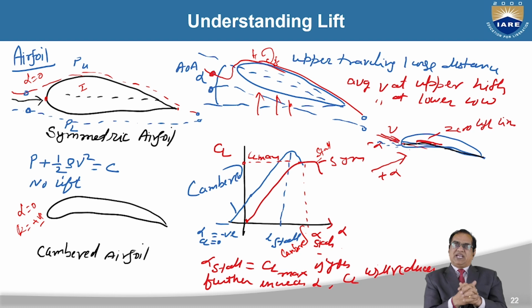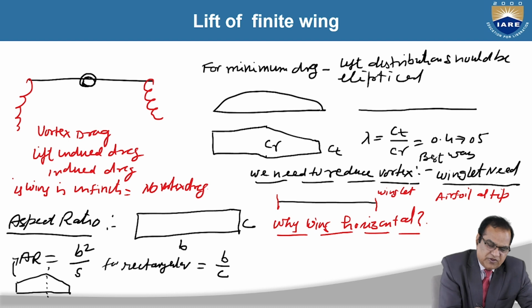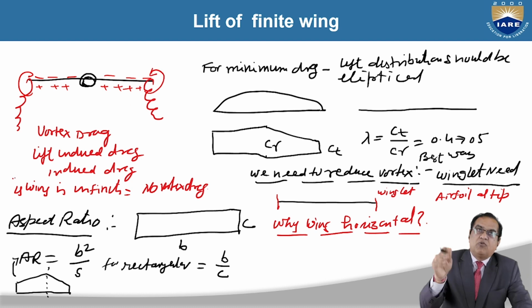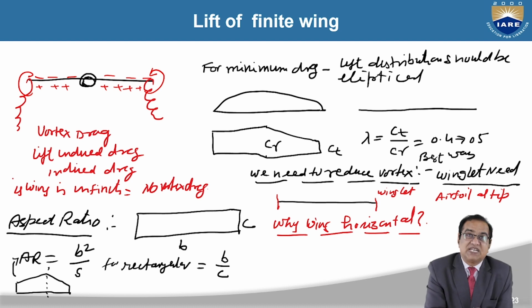Stall angle is a very important angle, and if you are going beyond the stall, your aircraft's lift will reduce and your flight will start falling down. Lift of the finite wing: if we understand that, we know that the lower side is high pressure and the upper side is low pressure, negative pressure. There will be a circulation in this direction and vortex drag will be generated. This is called the vortex drag, which is lift-induced drag. Sometimes we call it induced drag.